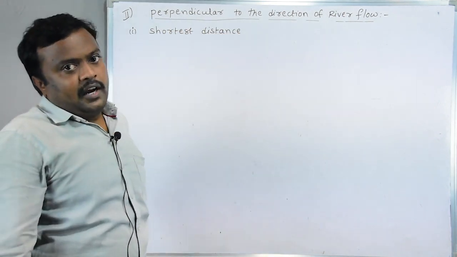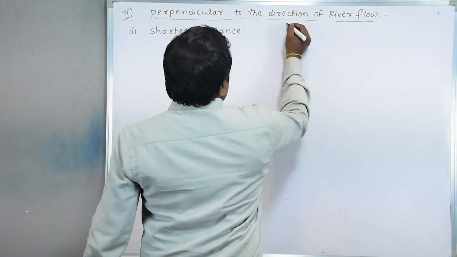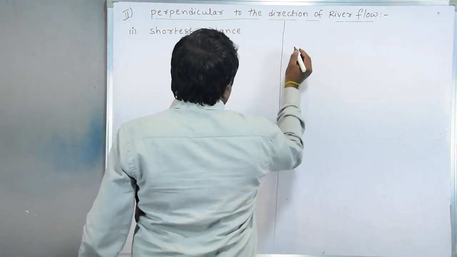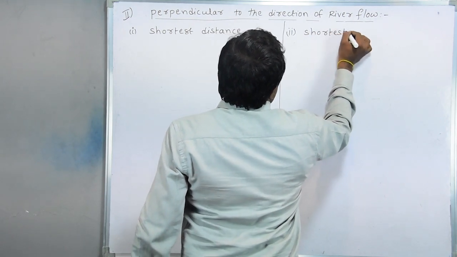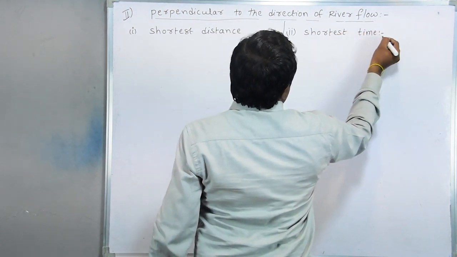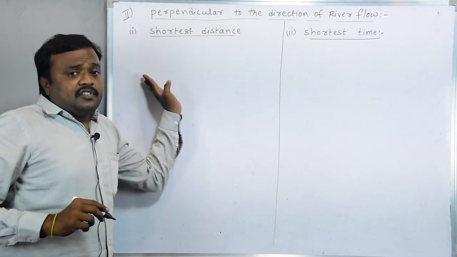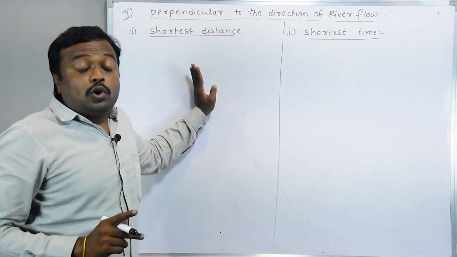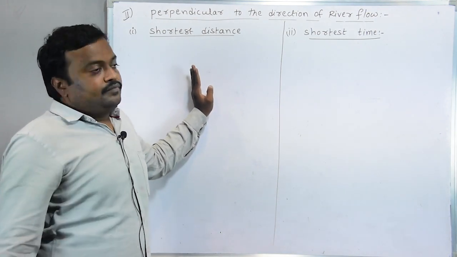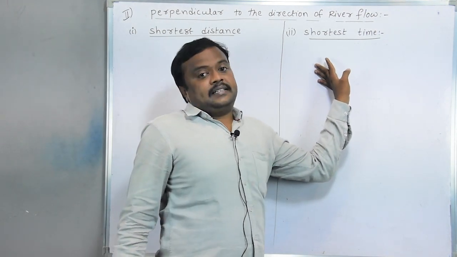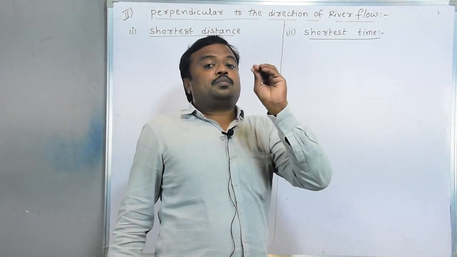So here two words we have to observe. First one, shortest distance, and second one, shortest time. We will derive both parallelly. What is called shortest distance? What is called shortest time? In the first, independent of the time, the boat must reach the opposite bank in a straight line. In the second, independent of the distance travelled, the boat must reach the opposite bank in the smallest interval of time, minimum time.